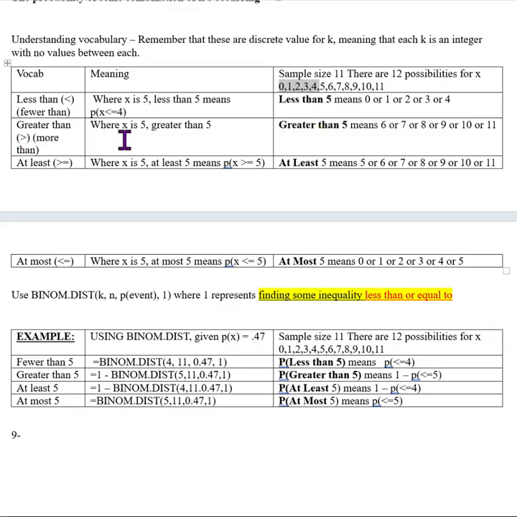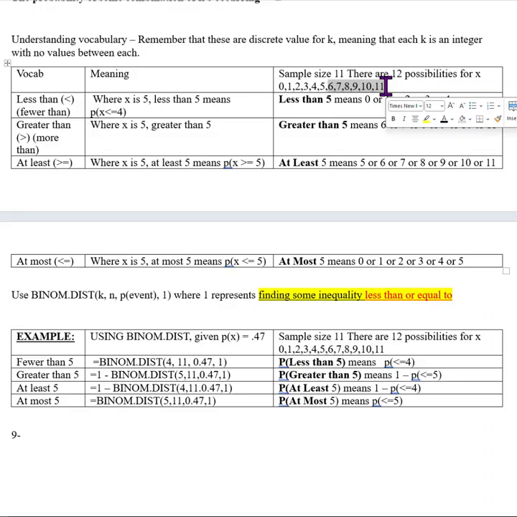Greater than 5, where x is greater than 5, means I'm looking at anything greater than 5. And so the probability of my winning tickets means that 6 of my tickets won, or 7 of my tickets won, or 8 of my tickets, etc., won.